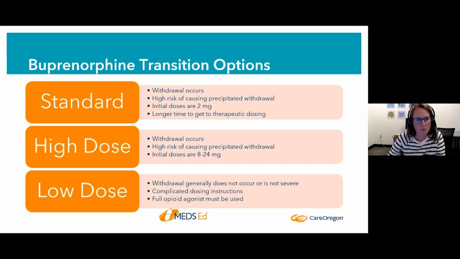And then there's low dose, which is my personal favorite. It is a way to transition patients where they don't have to experience the bad or severe withdrawal that you would with a standard or the high dose, and it reduces the risk of precipitating withdrawal. Unfortunately, it has fairly complicated dosing instructions, and you still need to use some type of full opioid agonist in the background. So those could be some complicating factors when considering which way to transition your patients over.